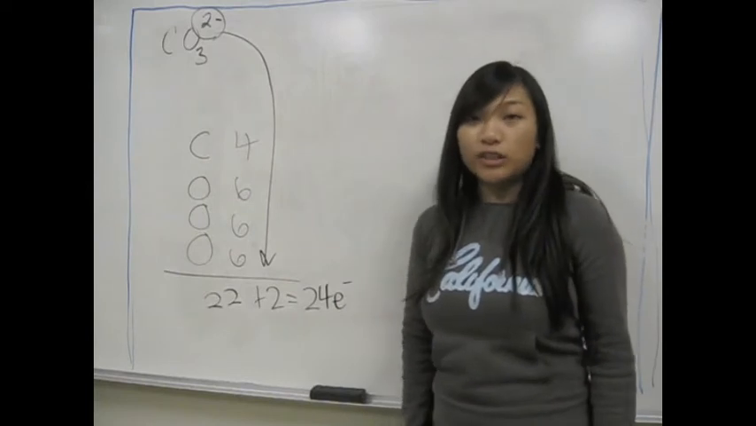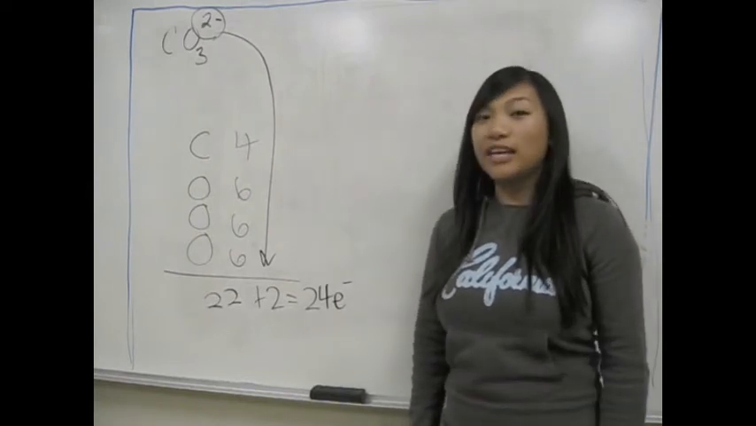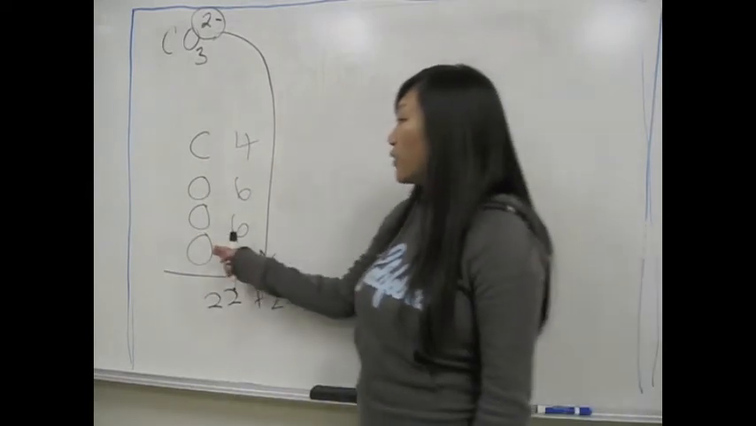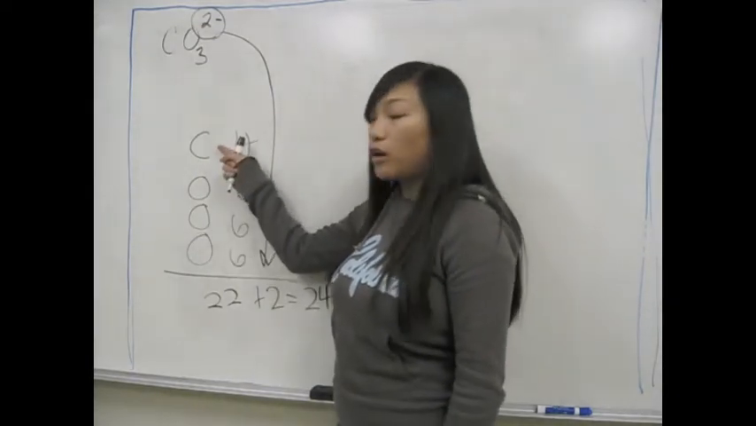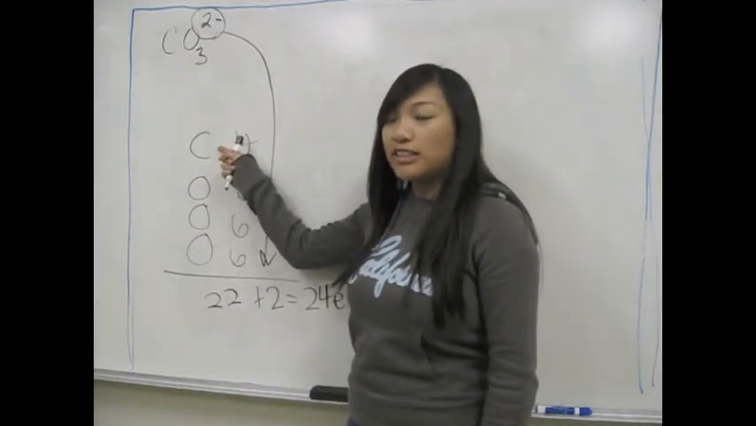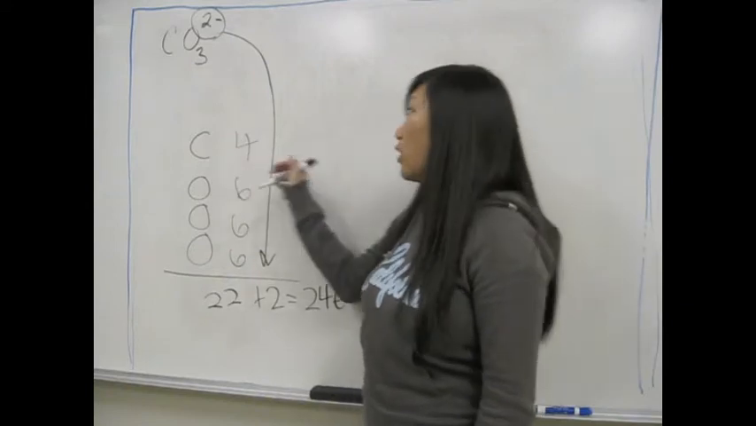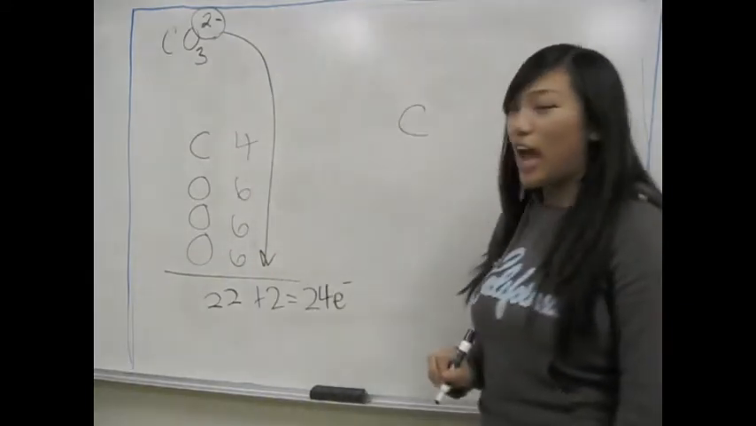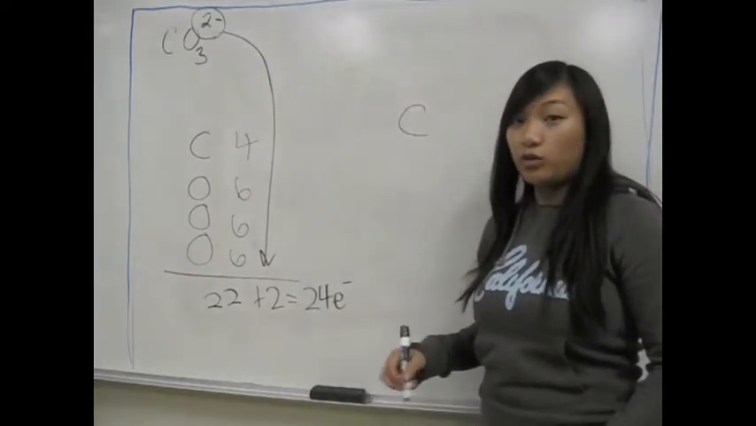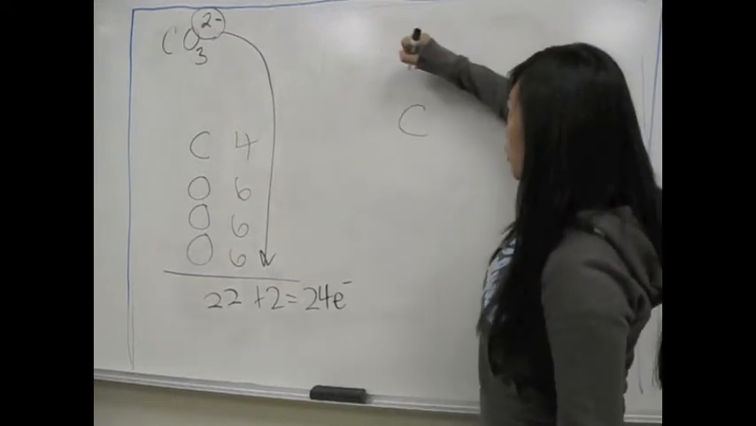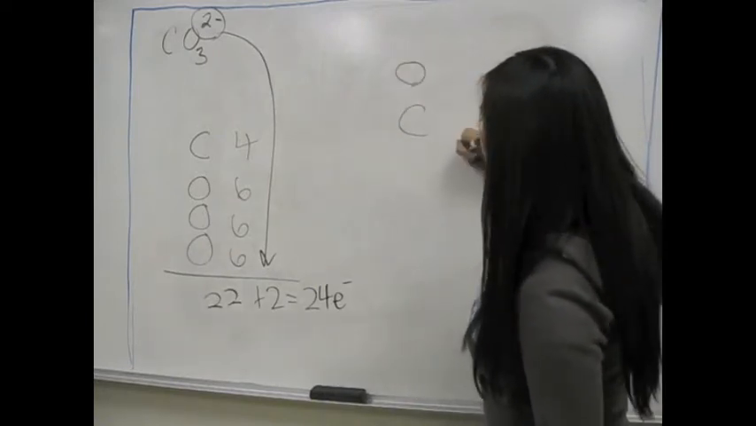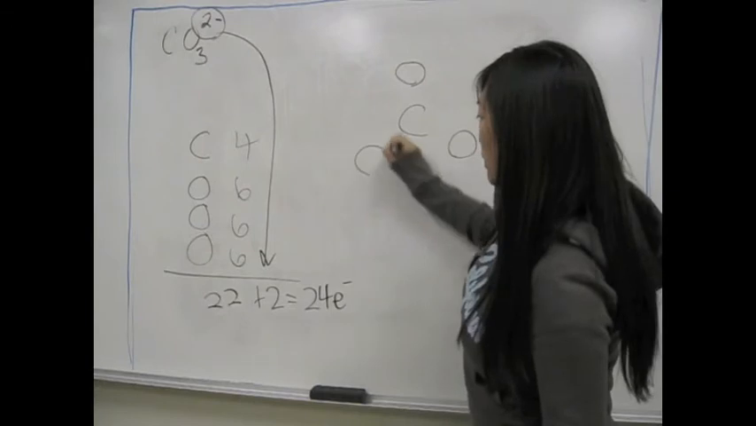The next thing to do is to determine which atom is the central atom. From these 4 atoms, the carbon atom is the least electronegative, so carbon will be our central atom. The next thing to do is to draw the remaining atoms around the central atom. We want to draw them around the central atom symmetrically.